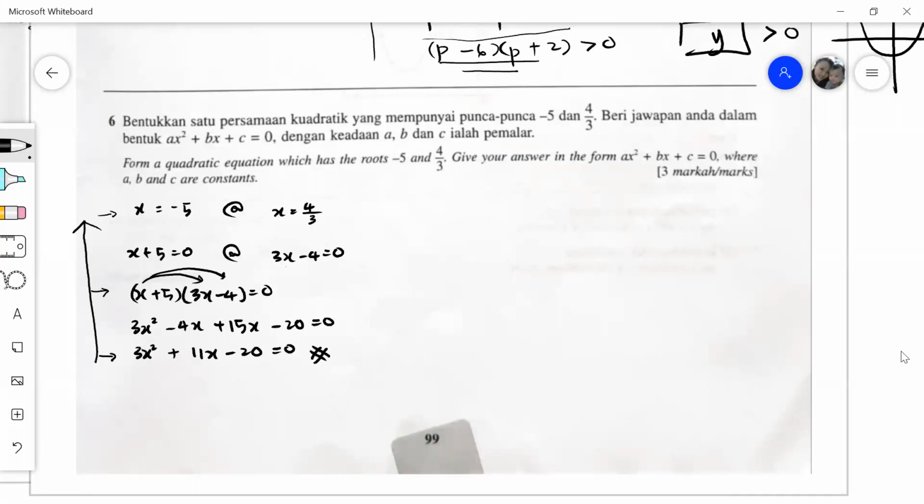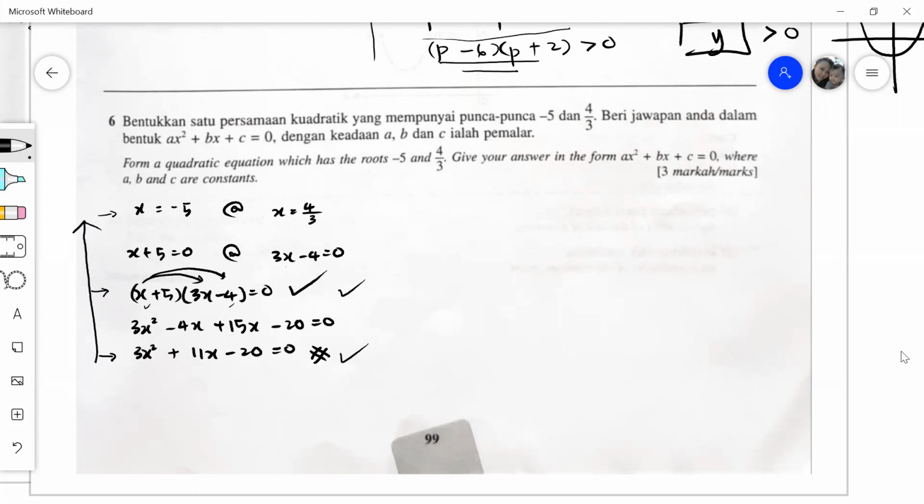Okay, the 3 marks. First, you form this one. Either I see this or this, 1 mark, and then you put them together, another 1 mark. And then everything correct, 1 mark. So 3 marks altogether.